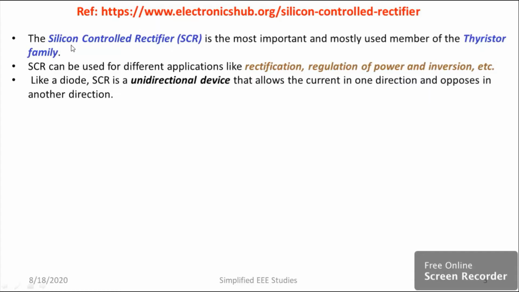As I already informed you, SCR belongs to the family of thyristors. It's a unidirectional device. The various applications are rectification, regulation, inversion, etc. When it comes to the structure, it has 3 junctions and 4 layers. Similarly, it has 3 terminals: anode, cathode, and the control terminal, that is the gate. So basically, the SCR is known as a controlled device.